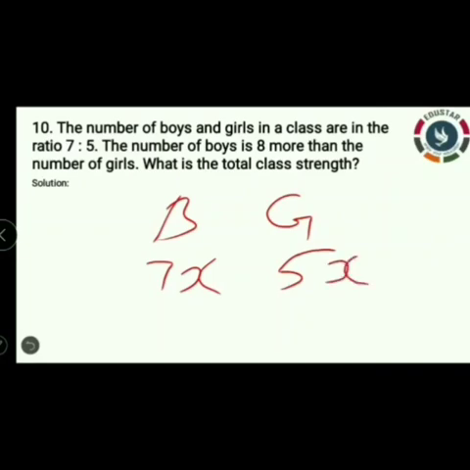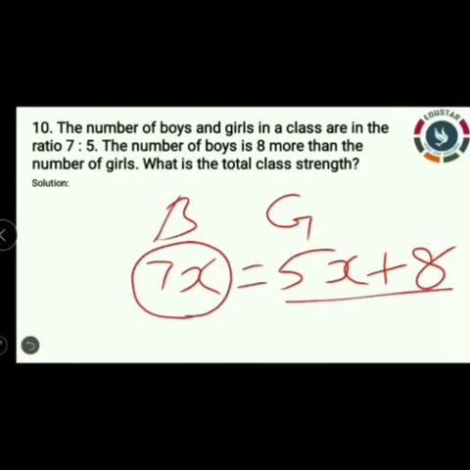Here they gave a condition about the boys. The number of boys is 8 more than the number of girls. So 5x plus 8. So 7x is equal to 5x plus 8. Here, since 'more' is given, we are going to use the plus symbol. So 5x plus 8. Now we frame the equation. Using this equation, we are going to find the value of x.